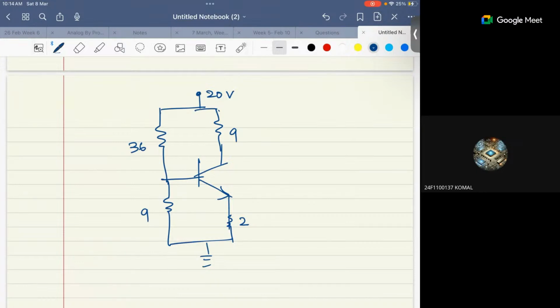Okay, what do you have to calculate? VB has been given as 0.7 volt. Beta has been given as 100. What do you have to calculate? The collector current, IC.